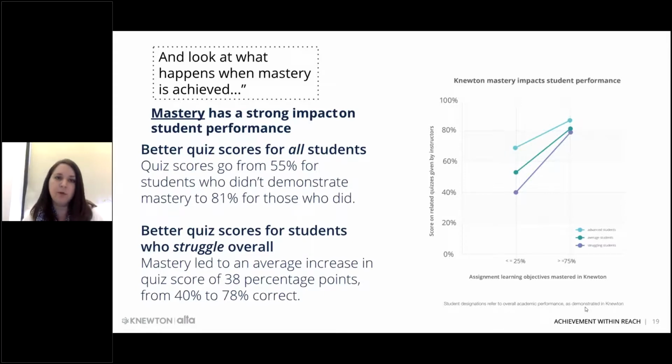So they're seeing several learning objectives. They're seeing them out of context. They don't have those help or read about it types of buttons associated with it. It really is a quiz environment. So for all students who took these quizzes, students go from quiz scores of 55% for students who did not finish their Alta assignments to 81% for those that did.